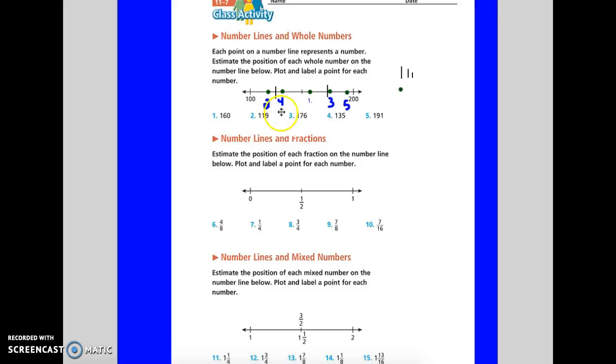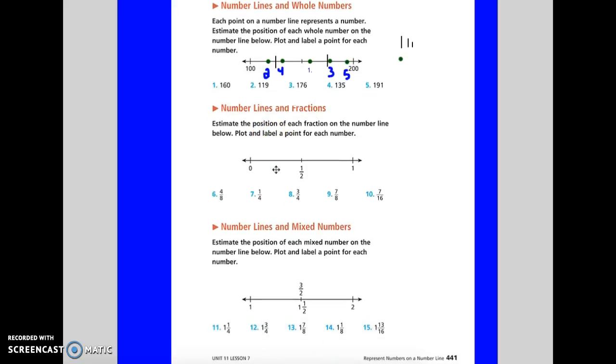All right, so next, let's read the directions here. It says, estimate the position of each fraction on the number line below. Plot and label the points for each number. So I'm going to take the same strategy I used before. This time, my number line has a 0, a half, and a 1. So everything we're looking at is between 0 and 1. And I want to try to divide it up smaller so it makes it easier to calculate.